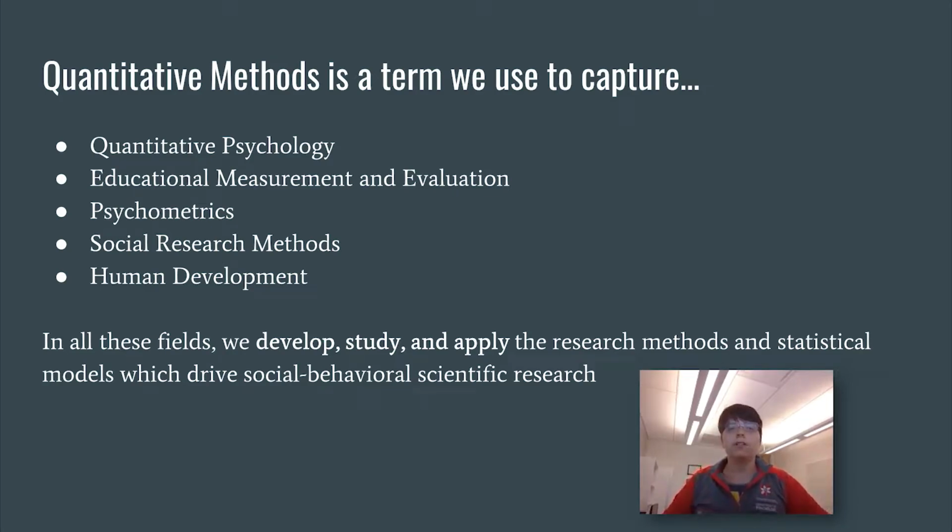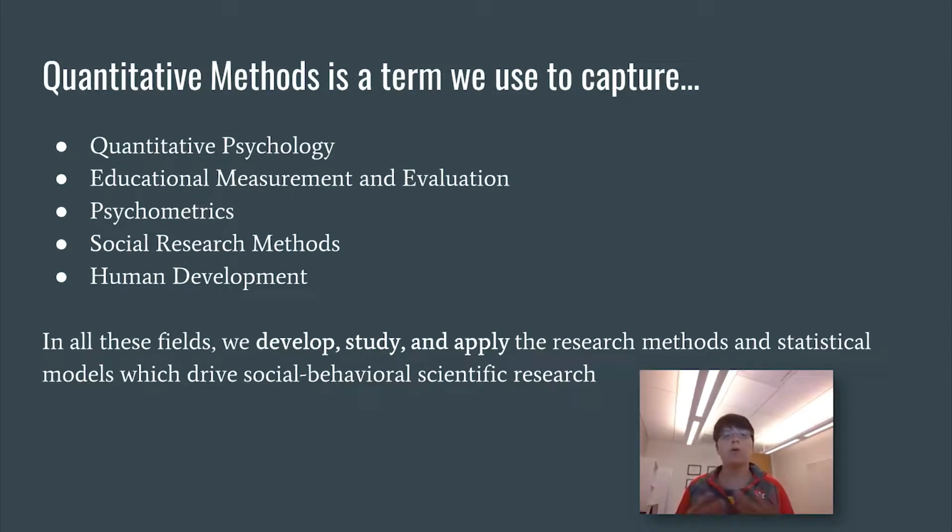So we're using quantitative methods as a very broad catch-all term because when you find these programs, especially at graduate level, they're called a lot of different things. So quantitative psychology, educational measurement and evaluation, psychometrics, social research methods, and oftentimes human development, which is a field that's very focused on how we change over time. And so a lot of methodologists in that area focus on longitudinal research.